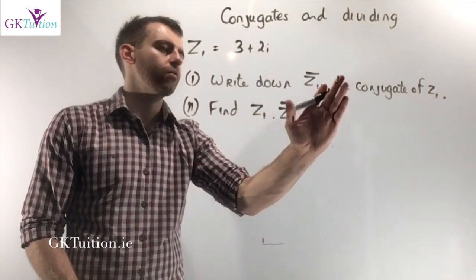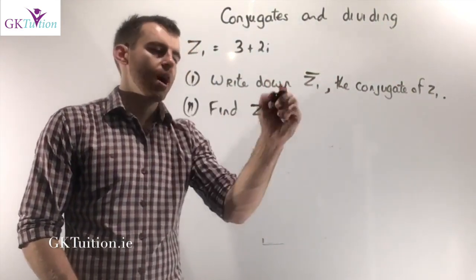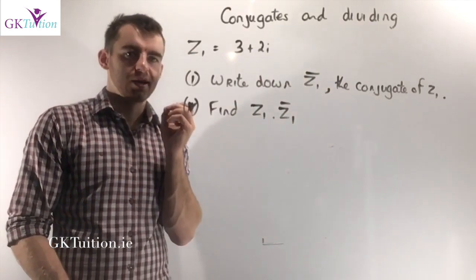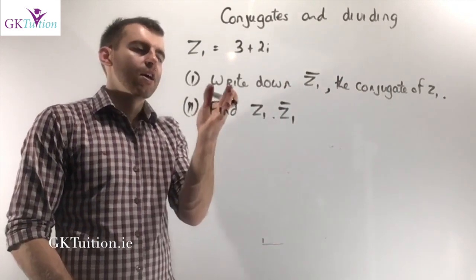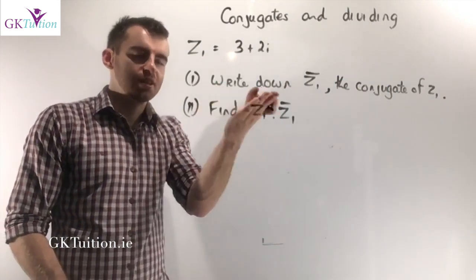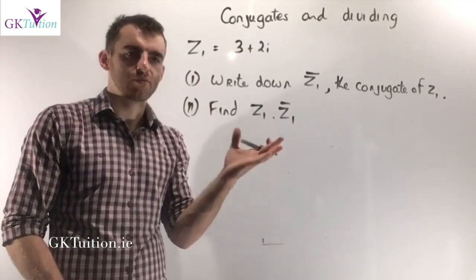But usually it won't even give you this bit. It'll just say write down and it'll give you this. A line above Z1 means the conjugate of Z1. And it's incredibly easy to find. If an exam question says write down, that implies you don't have to do any work, that you can just literally just look at it and write it down.